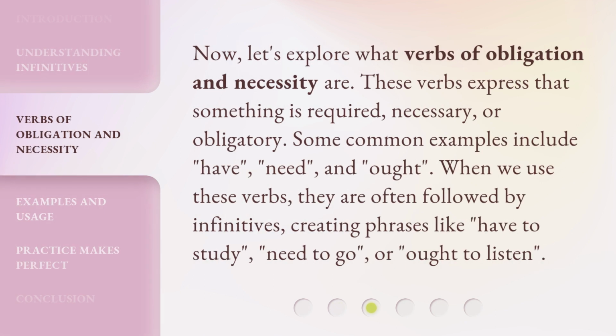Now, let's explore what verbs of obligation and necessity are. These verbs express that something is required, necessary, or obligatory. Some common examples include have, need, and ought. When we use these verbs, they are often followed by infinitives, creating phrases like have to study, need to go, or ought to listen.